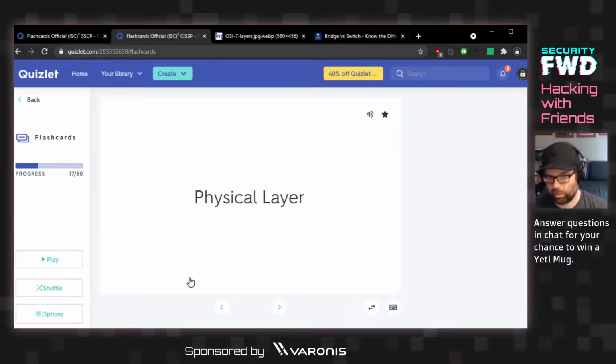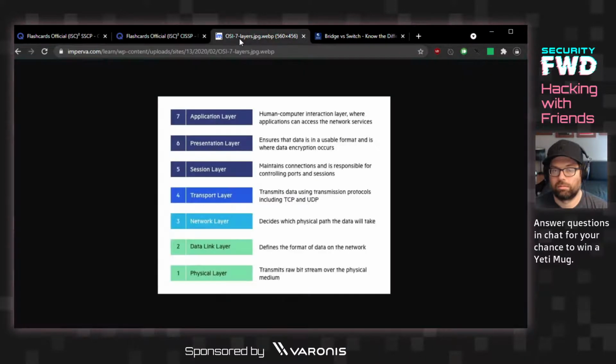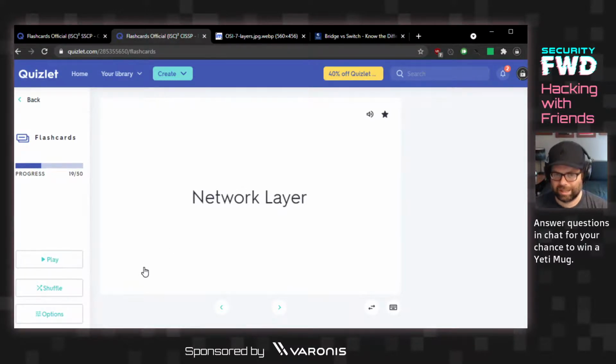Physical layer. Layer 1. And then the data format on layer 1 is bits. Okay, data link layer is layer 2, and the data format on layer 2 is frames. Network layer. That is layer 3. Layer 3, which physical path will layer take. Does anyone know what the data representation is on the network layer? It's layer 3.